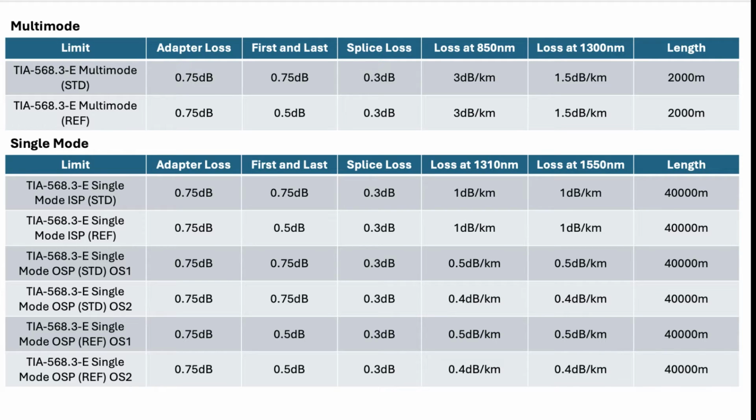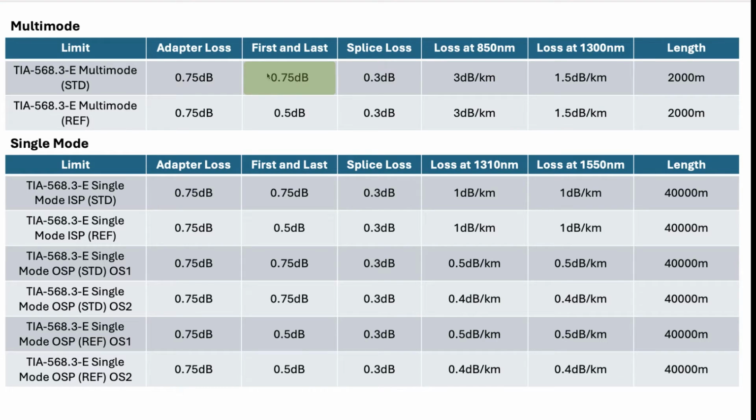So in this case, if I'm using Fluke Networks test reference cords, we come over here and we see our adapter loss is 0.75. Now this is for any embedded adapters within the link. And don't worry, we're going to go through an example as soon as we get done with these tables.